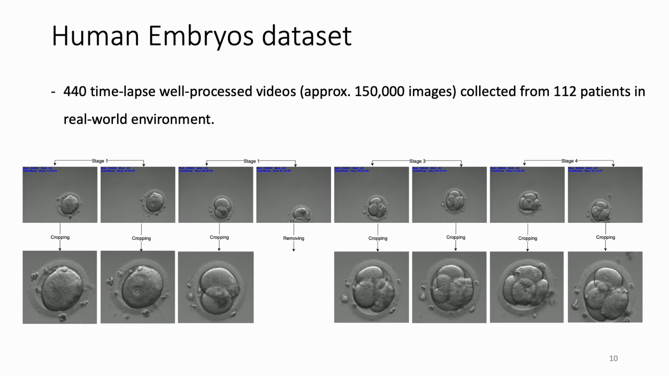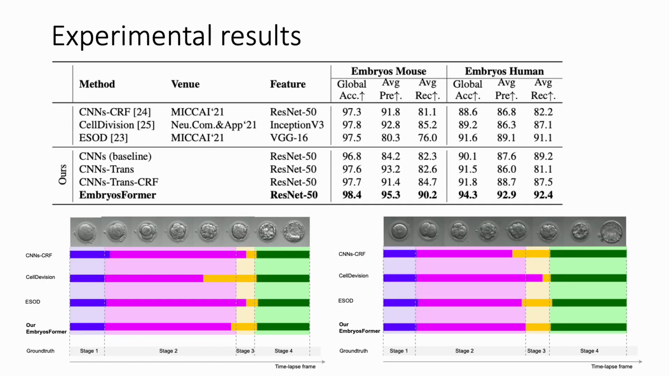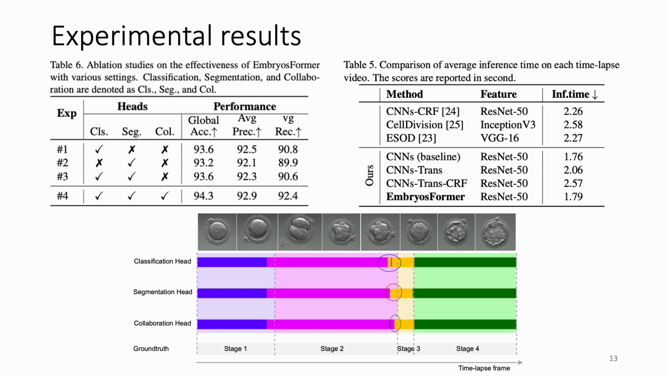We conduct extensive experiments with recent methods on the 2 datasets to measure the performance of our proposed network. It can be observed that the performance of EmbryosFormer stands out against the others by a large margin on both datasets. Finally, we conduct ablation experiments on the 3 proposed heads and benchmark the efficiency of EmbryosFormer with the recent methods. Each module plays an important role in the whole network.